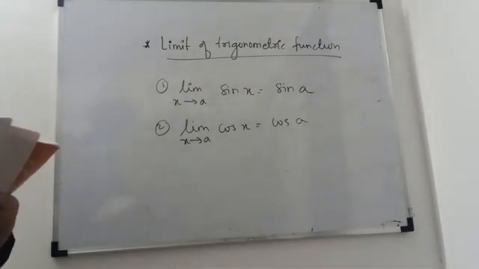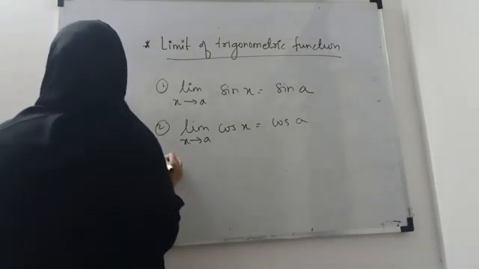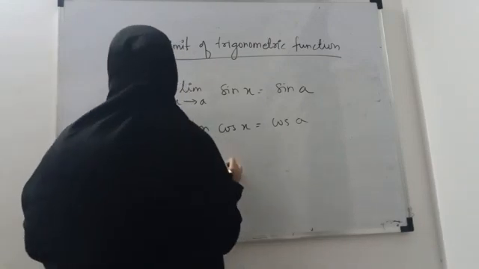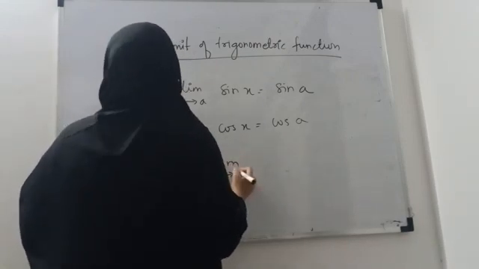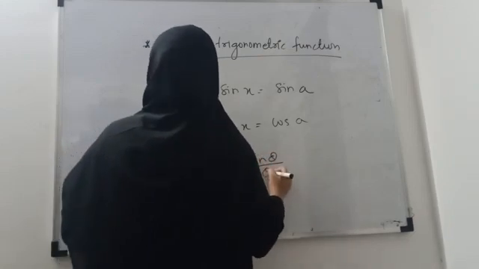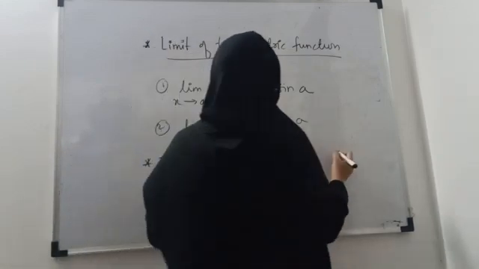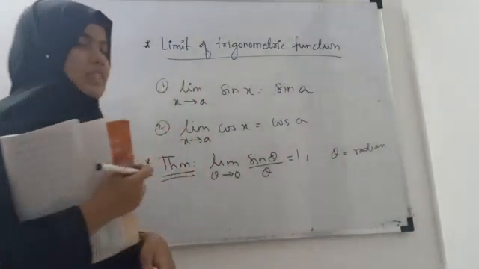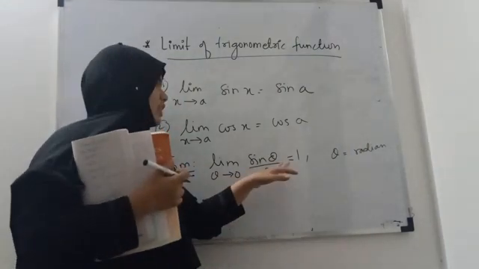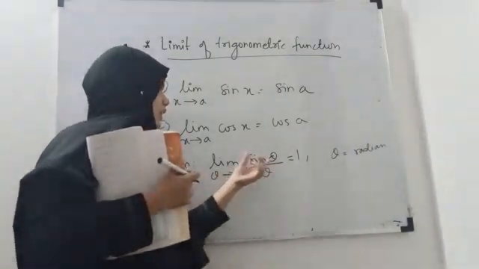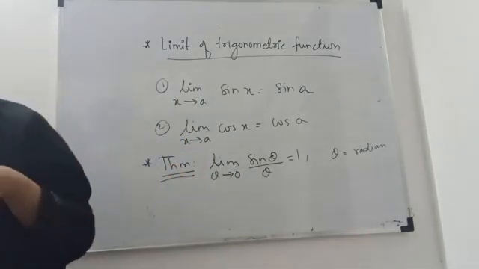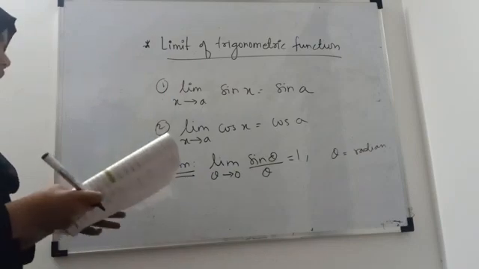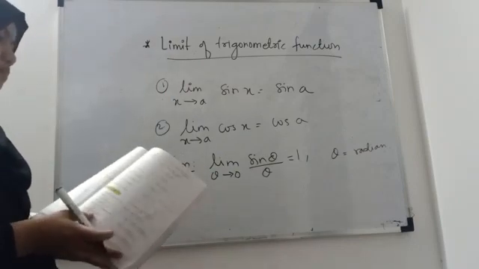Now the next theorem is, we will just use its statement. We are not going to see its proof for as of now. Limit theta is equals to 0, sin theta upon theta is equals to 1, where theta is in radian measure. That means if you have sin theta upon theta, and theta tends to 0, then its limit will always equal 1. Okay, and theta should be in radian. So this is the very useful formula.